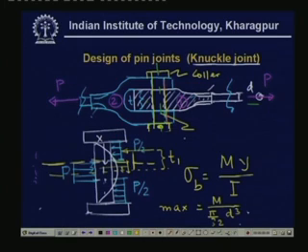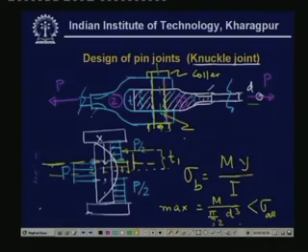So, if you use this formula, then we can find out the maximum bending stress, and this maximum bending stress must be less than sigma allowable. Now, this is not the end, because where the maximum bending stress occurs, the shear stress is 0, but there may be other sections where the shear stress and bending stress are simultaneously present.